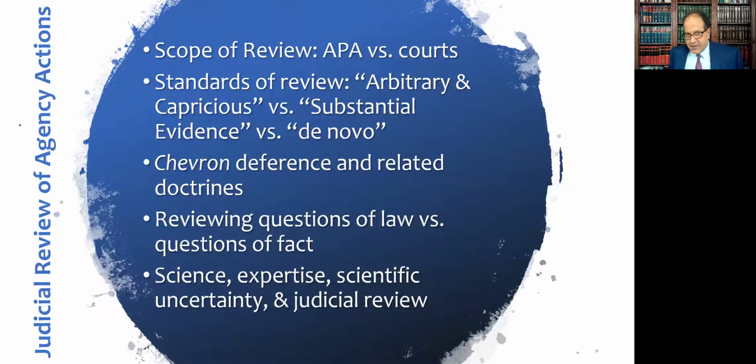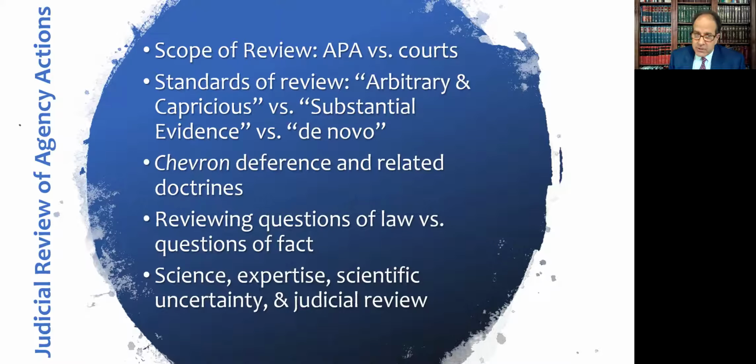When we talk about the standards of review, the most common ones we're going to talk about are arbitrary and capricious, substantial evidence, or de novo. This essentially is how much the court gets to substitute its own judgment for the agency's, or how much they're supposed to take the agency's judgment at its word.